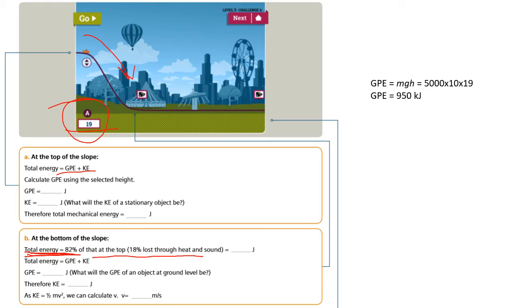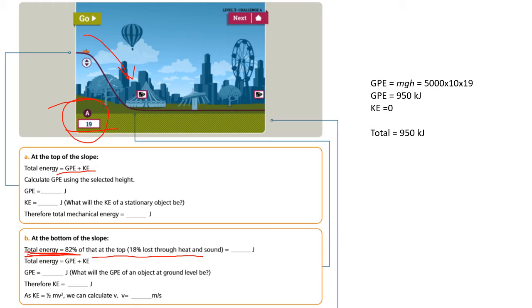And then what will the KE be when it's at the top? Well, of course, KE is nothing. It's not going anywhere. Therefore, the total mechanical energy is just going to be the GPE. Now, at the bottom of the slope, it's down at ground level. So the GPE has now dropped to 0, and it's the KE that is going to be the energy.